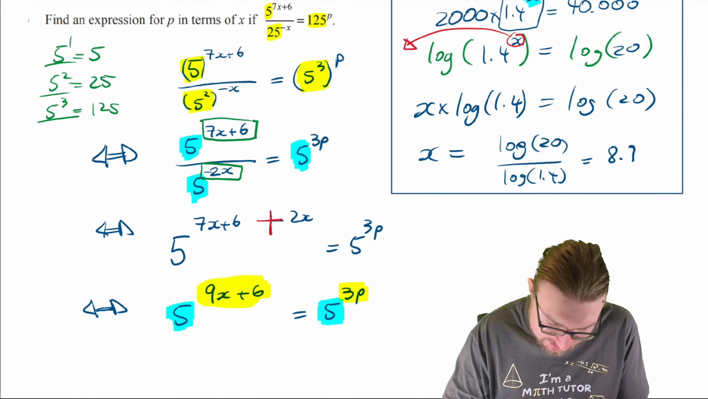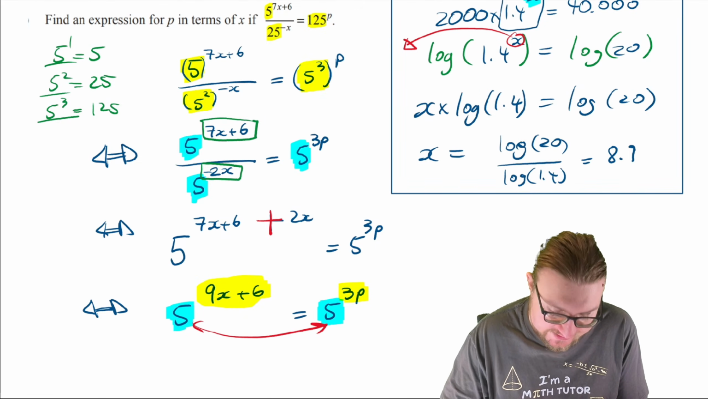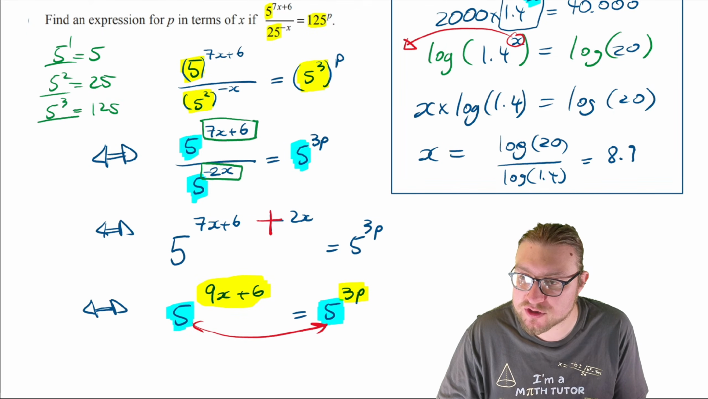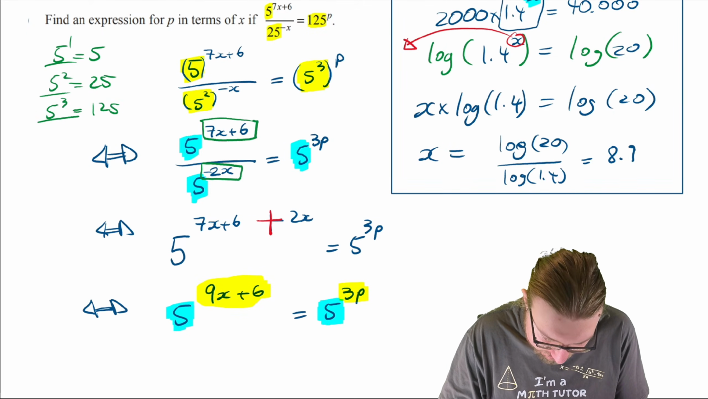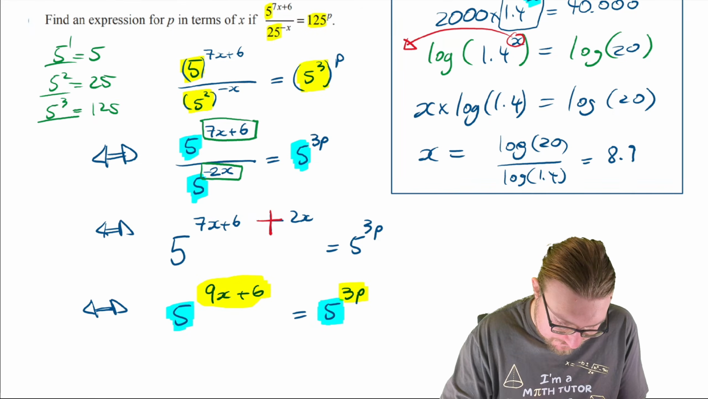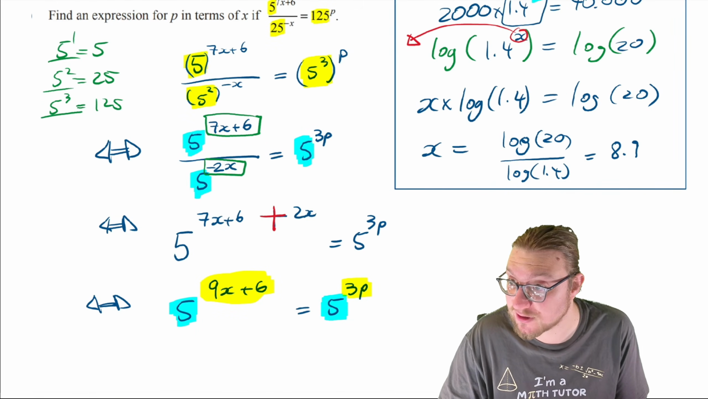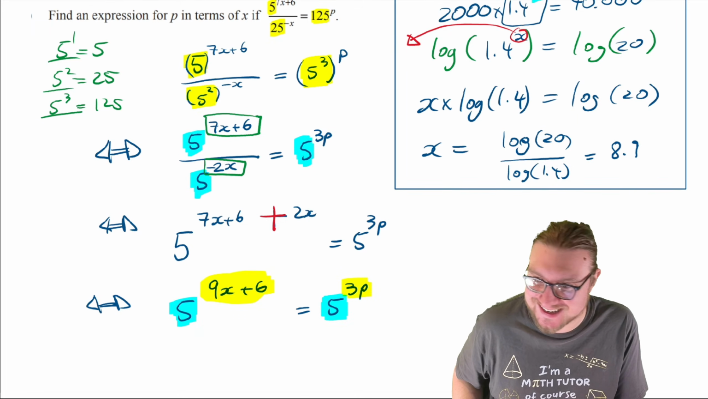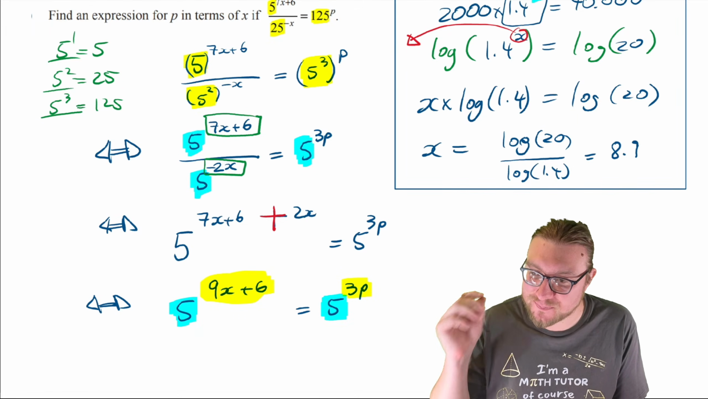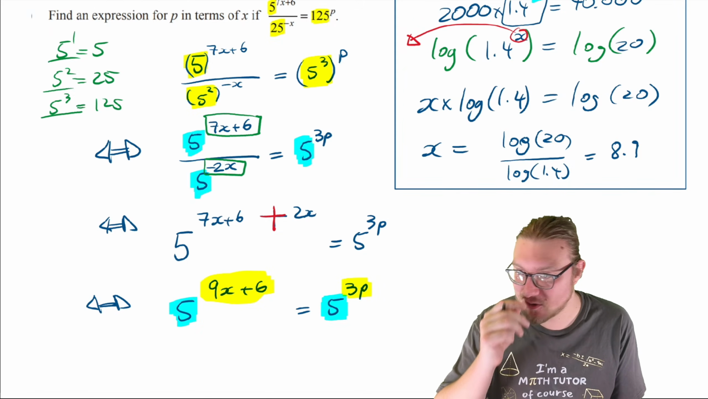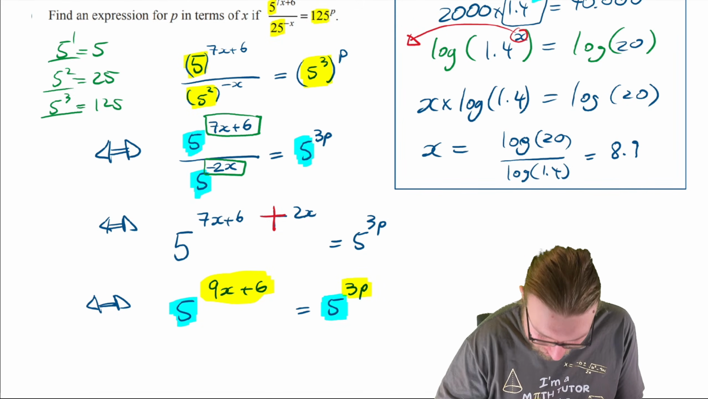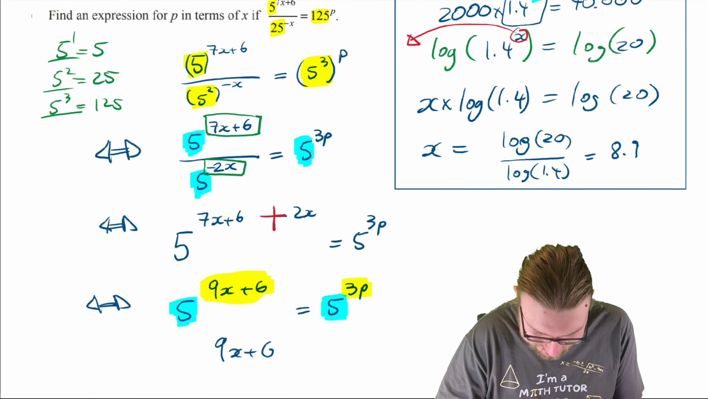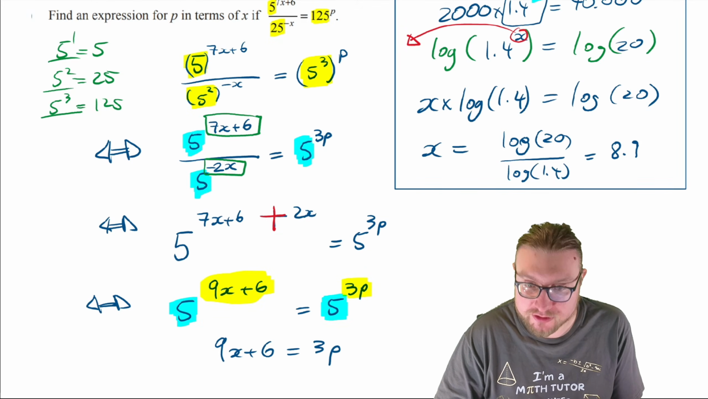Well, the bases are already the same. The 5s are already the same. So the only way that those two can be the same is if the numerators are the same. Oh my God, I keep saying numerators. I've done too many lessons with fractions in the last couple of days. If the power is going to be the same. So we're going to get 9x plus 6 is equal to 3p.